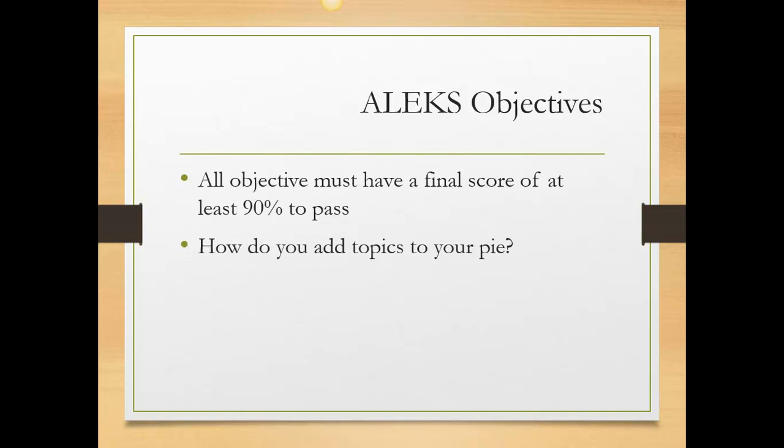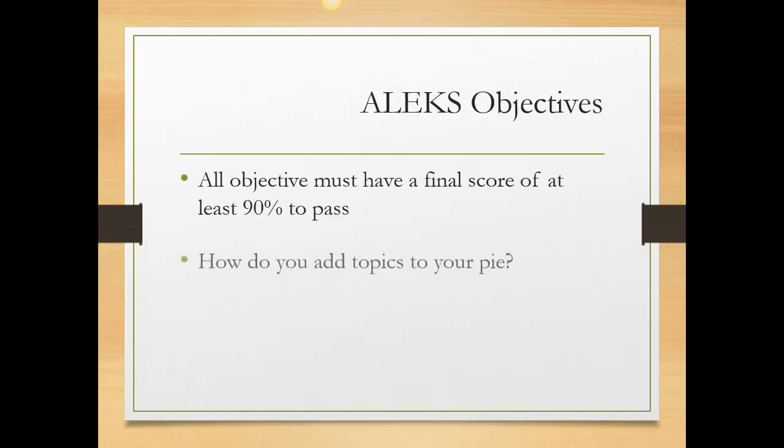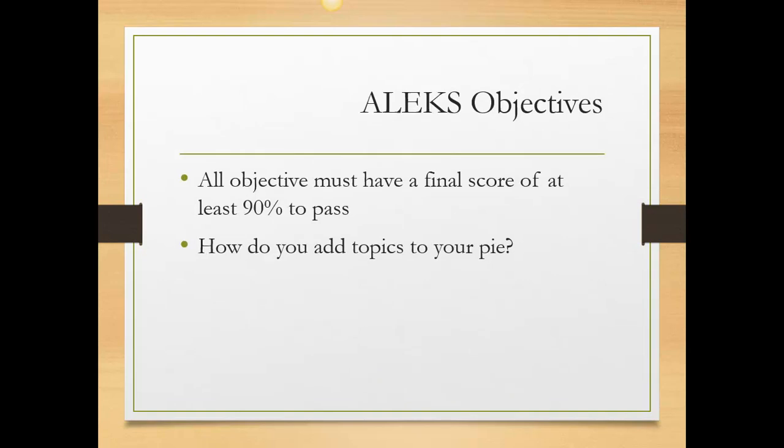So how do you add topics to your pie? Well, in order to add a topic to your pie, basically, you're going to click on one of the pie pieces in the chart. And what's going to happen is it's going to come up with some topics that you can work on. You can pick which sections you work on, and you can pick which topics to work on. There's no particular order. Some of them, as I've said before, you may know right away. Others you may need to spend a little bit more time working on.